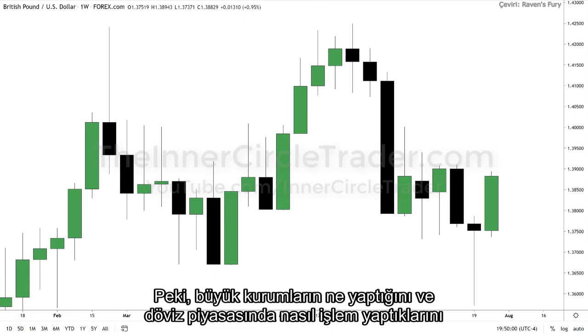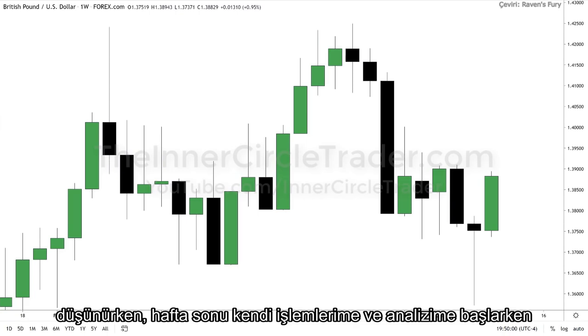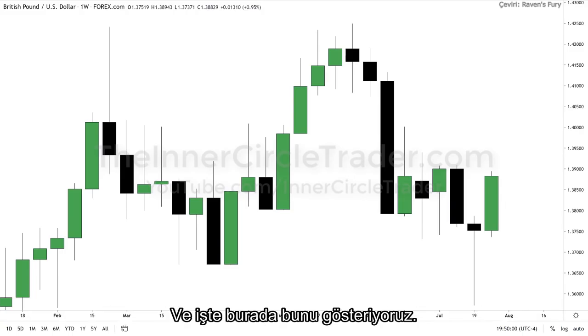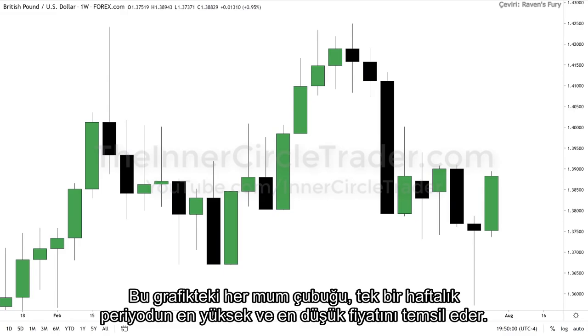Alright, so when we're considering what the large institutions are doing and how to operate and engage in the foreign exchange market, the premise I want to begin my trading and my analysis with on the weekend is what I think the weekly chart's going to do. And that's what we're showing here. This is a weekly chart of the British pound versus US dollar. Every candle in this chart represents the highest and lowest price for an individual weekly range.